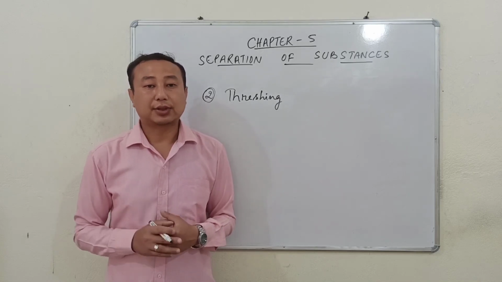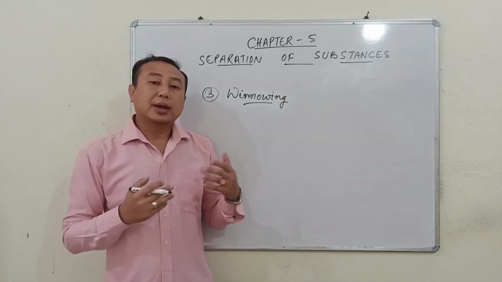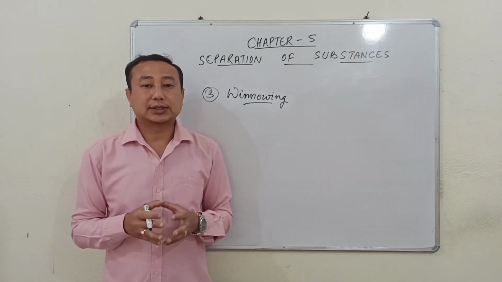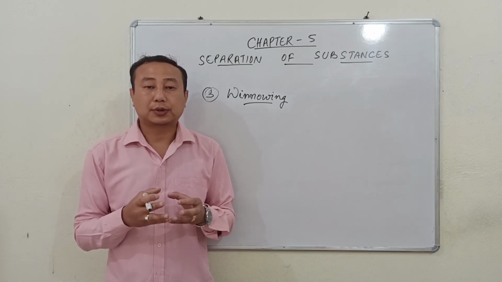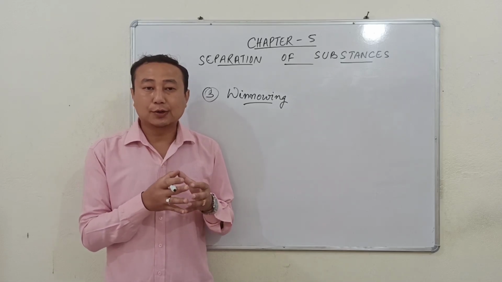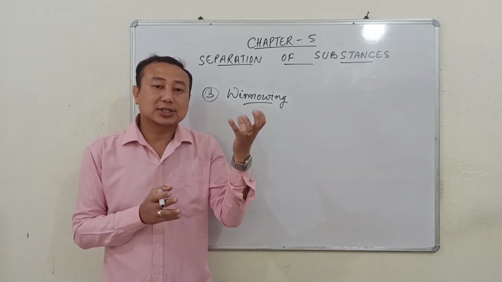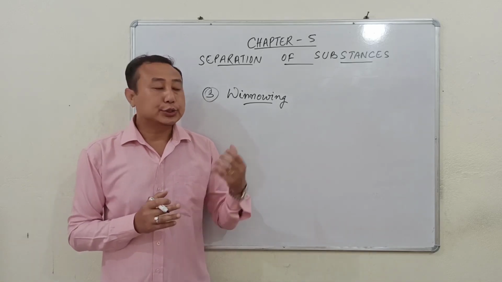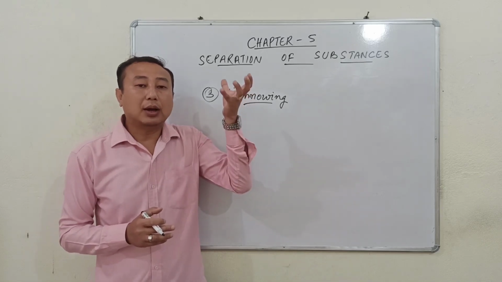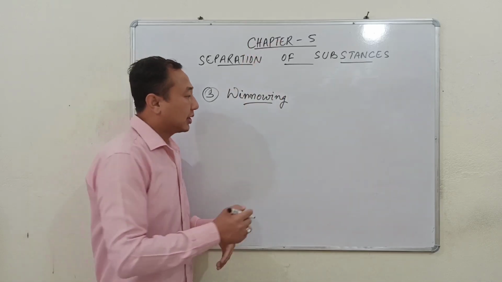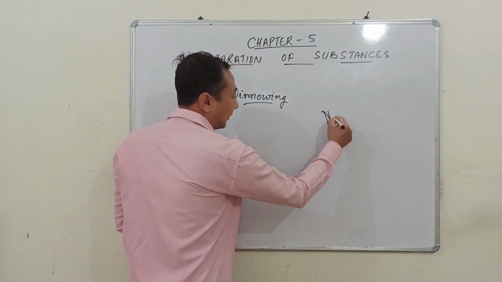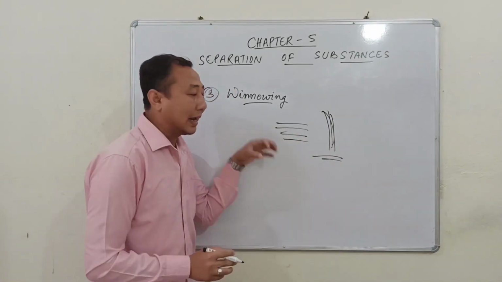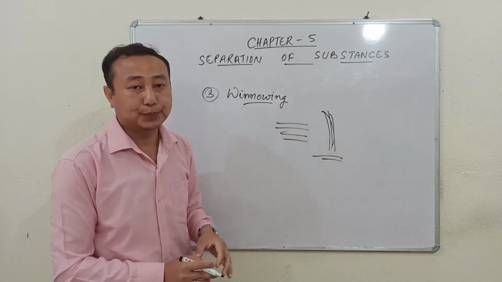Now, let us take up the next separation technique. The next separation technique is known as winnowing. The winnowing process is utilized to separate out the components of a mixture in which one component is lighter in weight while the other component is heavier. During this separation technique, the mixture is allowed to fall from a certain height. During that time, the air or the wind will be blown.